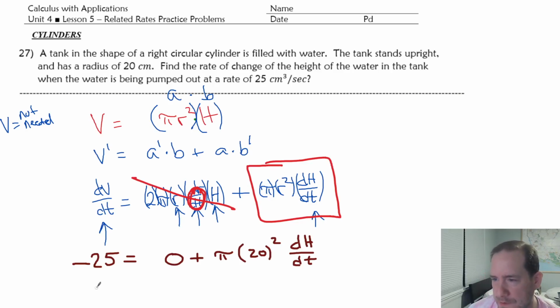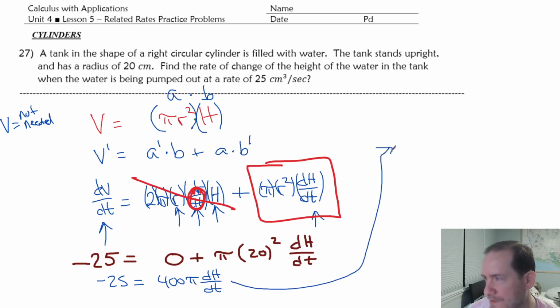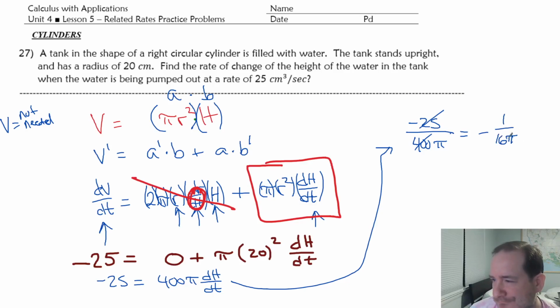So this is a negative 25. That equals 400 pi times dh/dt. So if I bring this way over here to make some more room, we're going to get an answer of negative 25 divided by the 400 pi, which I can reduce down to negative 1/16 times pi, and that'll be dh/dt.